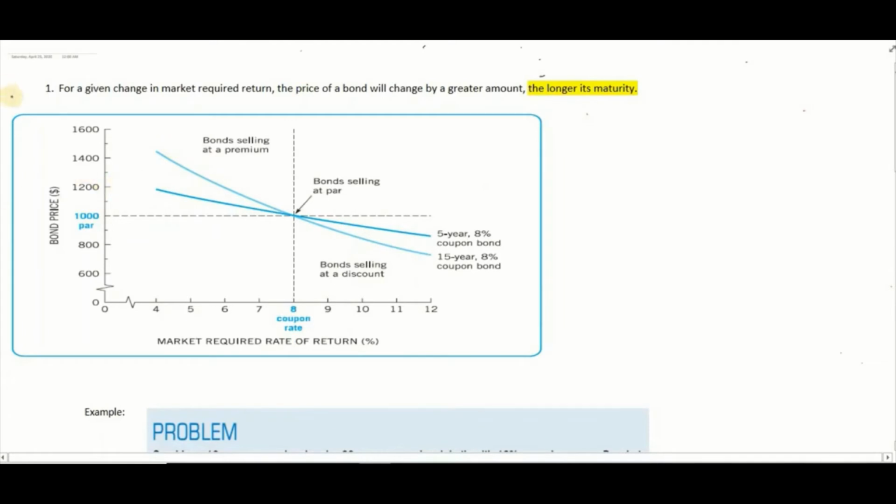Now there are few situations, because different bonds have different maturities, different coupon rates. Then what is the situation then? Okay, the first rule is, for a given change in the market required return. Market required return means if the interest rate changes. Remember that 6%, 7%, 9%, right? If the interest rate changes, or in other words YTM changes, right, the price of the bond will change by a greater amount the longer its maturity.